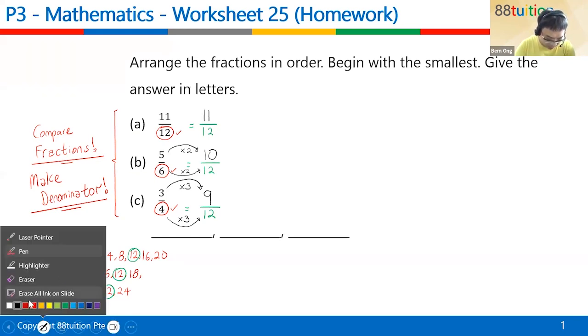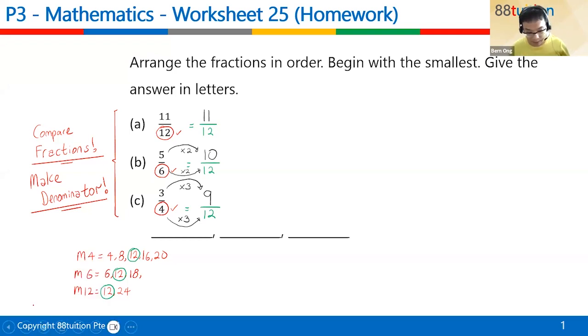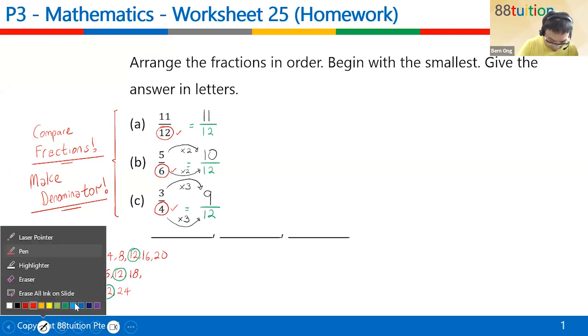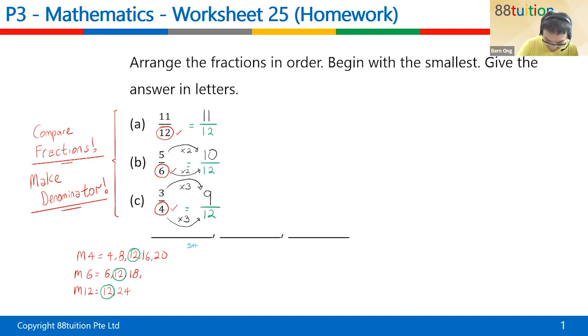And Shiloh, thank you for your answer. I saw your answer already, and your answer is correct. Beginning with the smallest. Down here, you need to start off with the smallest number, and must end off with the greatest number. So smallest is who? You compare 9, 10, and 11. Who is the smallest? The smallest is 9. But please, children, you cannot write 9 over 12. You must write 3 over 4. Understand or not?